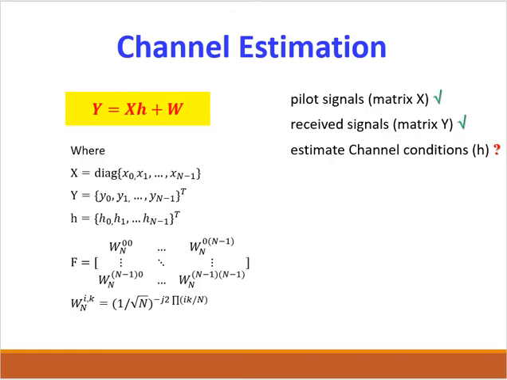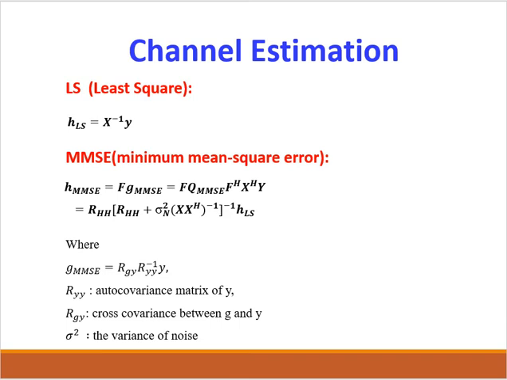For channel estimation, the pilot signals, represented by matrix X, and the received signal, represented by matrix Y, are given, and we need to estimate the channel condition, the little h, and this function can help us to solve this problem. There are two types of estimators, which are based on LS, least square, and MMSE, minimum mean square error.